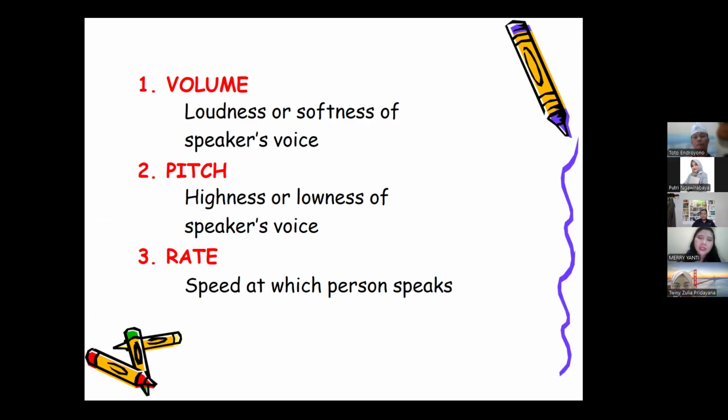Rate is the speed at which a person speaks. When you are nervous, you might speak too fast. For example, okay, today I will be talking about blah, blah, blah, blah. That is the speed at which a person speaks because you are nervous. When we are nervous, it mostly is a reflex, so suddenly when we are speaking the speech is too fast.